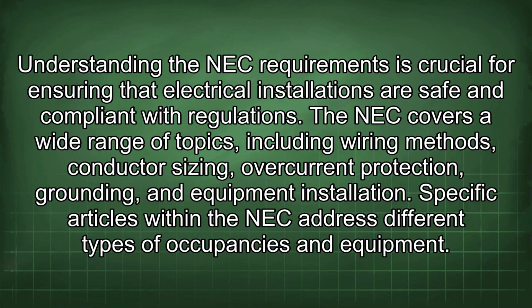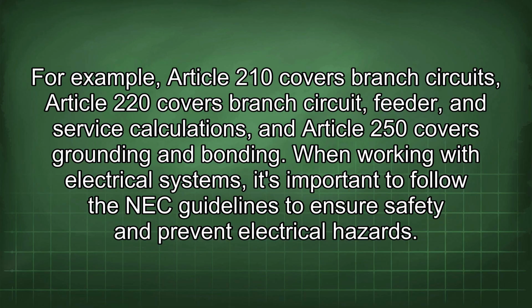The NEC covers a wide range of topics, including wiring methods, conductor sizing, overcurrent protection, grounding, and equipment installation. Specific articles within the NEC address different types of occupancies and equipment. For example, Article 210 covers branch circuits, Article 220 covers branch circuit, feeder, and service calculations, and Article 250 covers grounding and bonding. When working with electrical systems, it's important to follow the NEC guidelines to ensure safety and prevent electrical hazards.